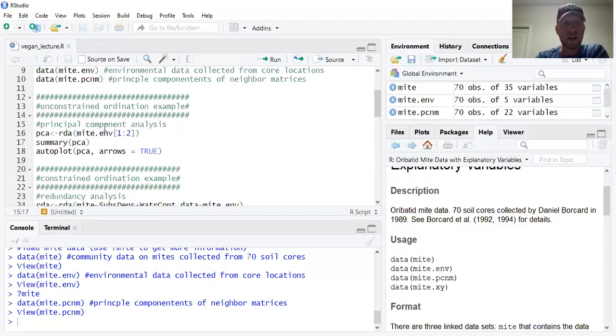And to run a PCA in vegan, we're going to create on line 16 here an object called PCA. But we're going to use rda as the function.